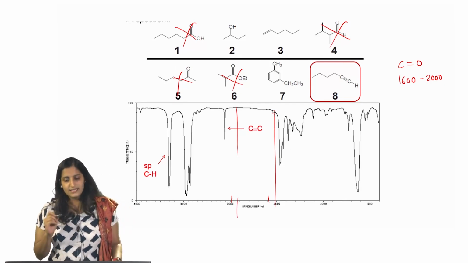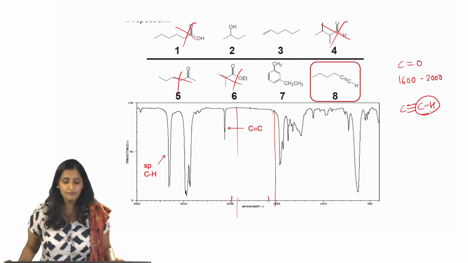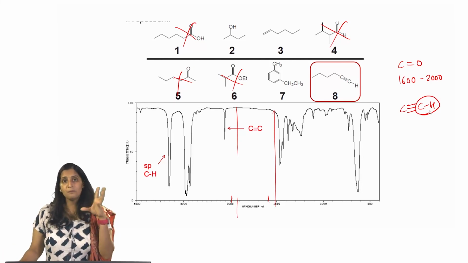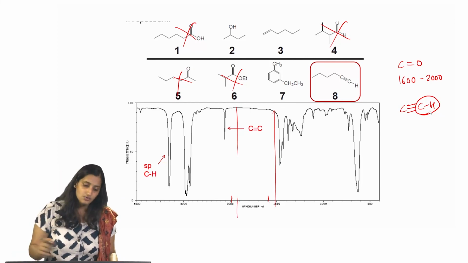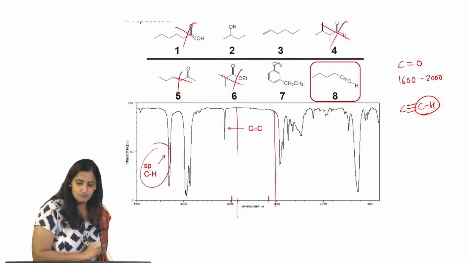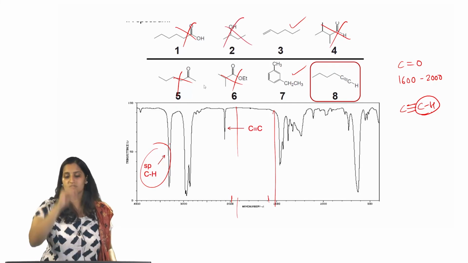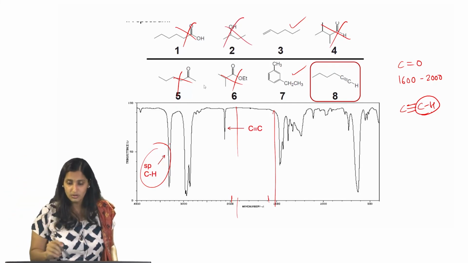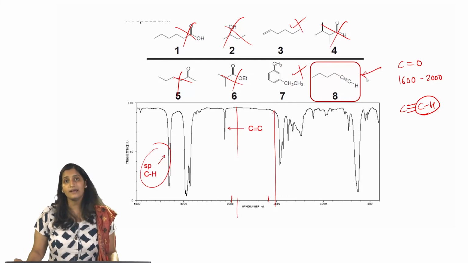Now, sp CH, so when carbon is sp hybridized and you have a hydrogen, so a terminal alkyne for that matter, it is going to show you a very nice narrow peak around 3300. So, that is where this particular peak comes in, and that is why it is not an alcohol for sure, because an alcohol would have given you that nice broad U. Between these three, I would discard the alkenes or benzene for that matter, and I would go for a terminal alkyne as my final answer.